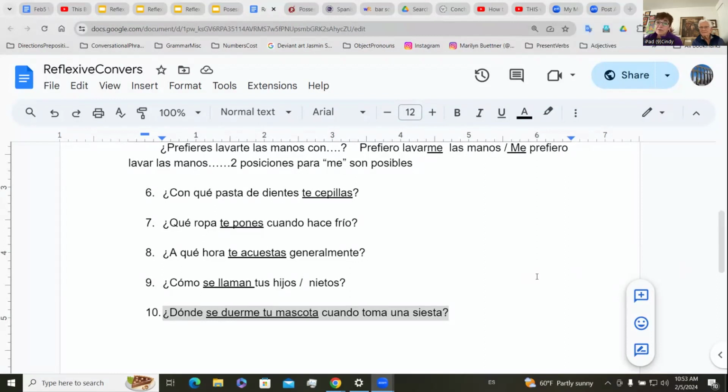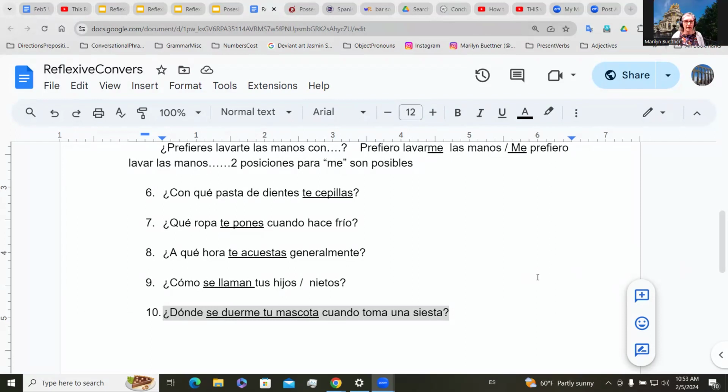Primero pregunta. Sí, sí. Uso Colgate para cepillarme o me cepillo los dientes. ¿Me cepillo los dientes? Se usa, you use what? Uso Colgate. I use Colgate, sí, sí, sí. Para cepillarme o me cepillo los dientes.